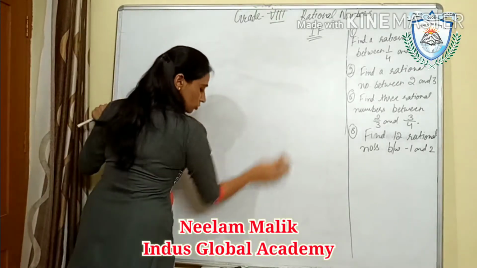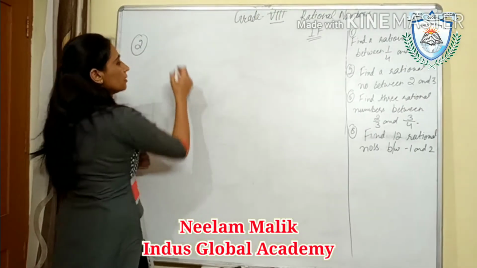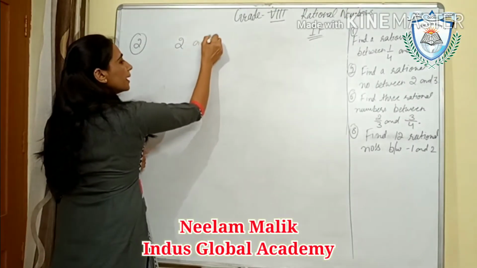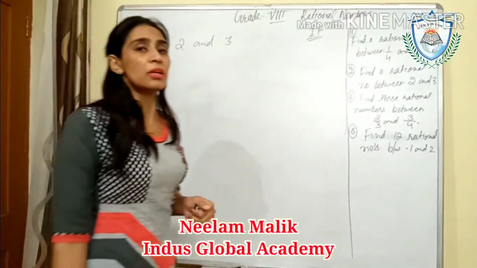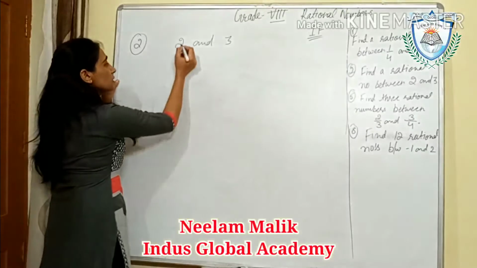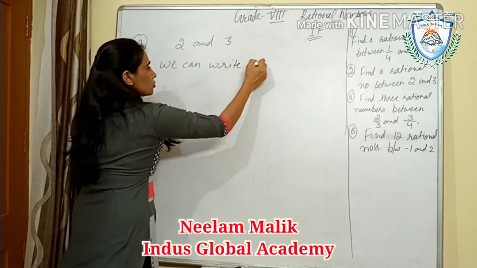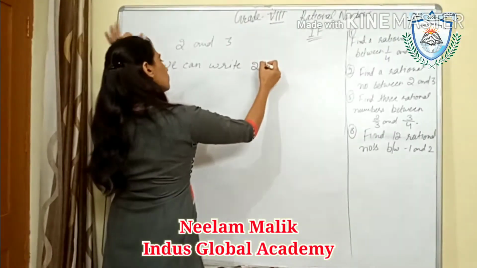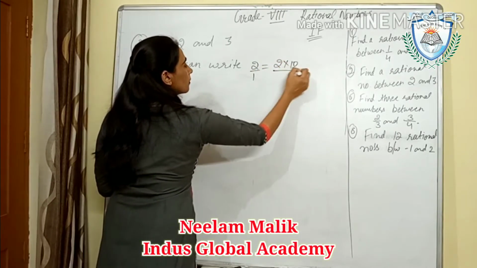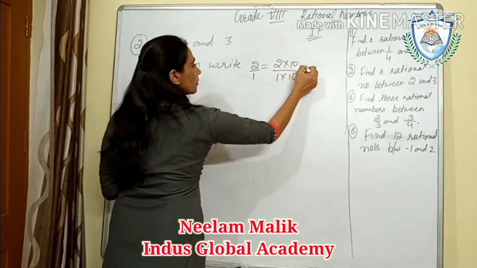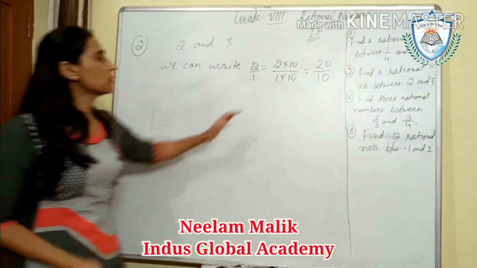Okay. So in question number 2, the given numbers are 2 and 3. These are integers, but we have to find out rational numbers. So first we will convert these to rational numbers. We can write 2 upon 1. We can write this as 20 upon 10. Yes. What did I do? I just multiplied with 10.